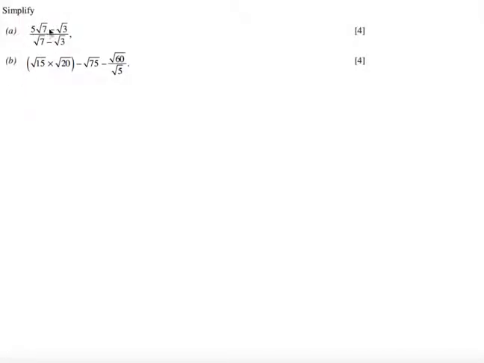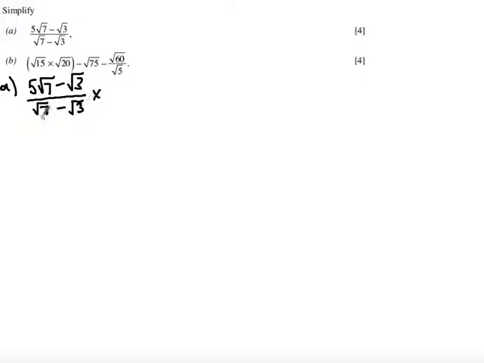Simplify (5 root 7 minus root 3) over (root 7 minus root 3). Okay, so let's look at part A in that case. Part A, we have 5 root 7 minus root 3 over root 7 minus root 3. To simplify this expression, we need to rationalize the denominator.